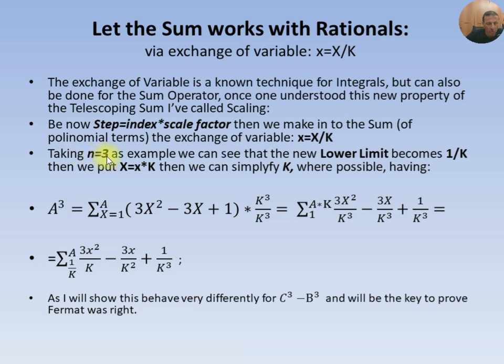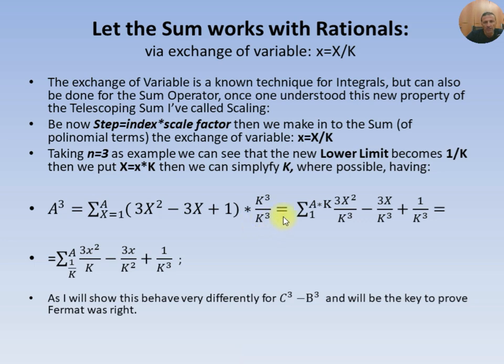So taking n equal to 3 as an example, but of course, as I've shown, this is just an example of the general rules for powers I have already shown you. So what changes here is that we have a new lower limit, 1 over k, and then putting into the sum uppercase X equal to x by k, we can simplify k where possible, having the sum from 1 to a, this is the classic sum, by the unitary factor k cubed by k cubed, and we can now put it into the sum in these different ways.